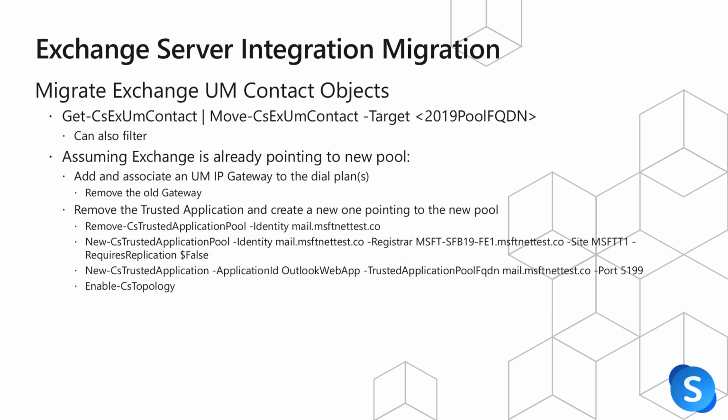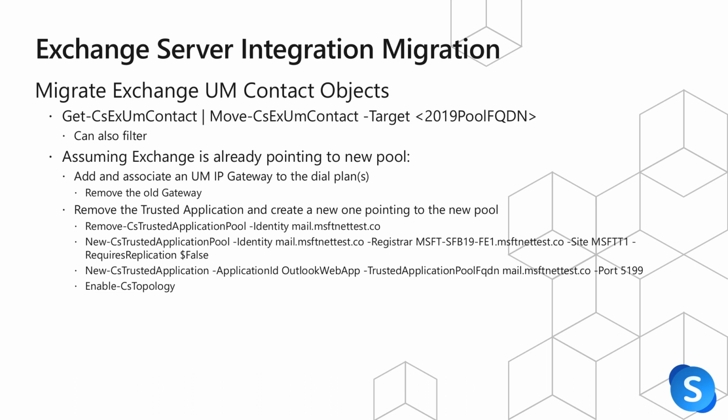Now that the central management store has been migrated, we need to look into the Exchange server integration. Beginning with this, we first need to migrate the Exchange Unified Messaging contact objects. So on the Skype for Business 2019 server, we're going to run Get-CsExUmContact. And then once we've found all those contacts, we're going to move those unified messaging contacts to the new target 2019 pool FQDN. You can also filter by saying I only want certain objects to be moved. However, I highly recommend that you move all the contacts to the new pool.